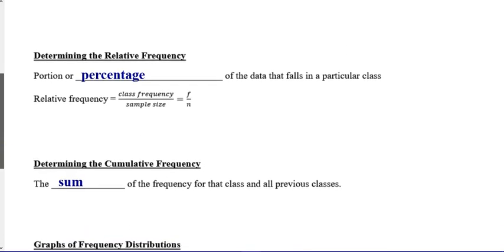Okay. How do we determine the relative frequency? We take a portion or percentage of the data that falls in a particular class. So we take the frequency, however many there were, and divide it by the sample size. This will make more sense when we do this with the presidents' ages. To find the cumulative frequency, we're going to do the sum of the frequency for that class and all previous classes.